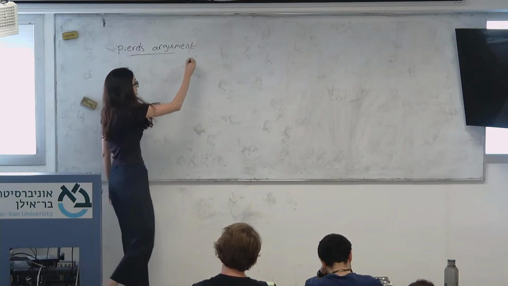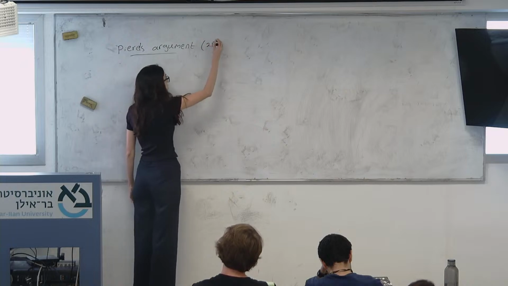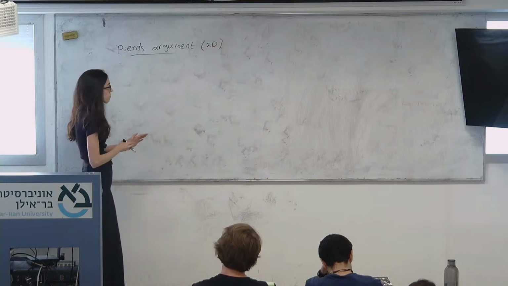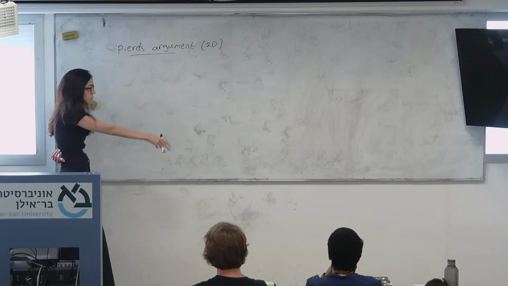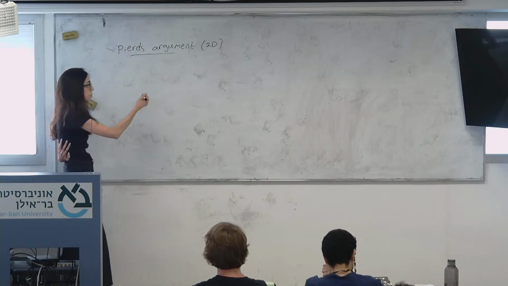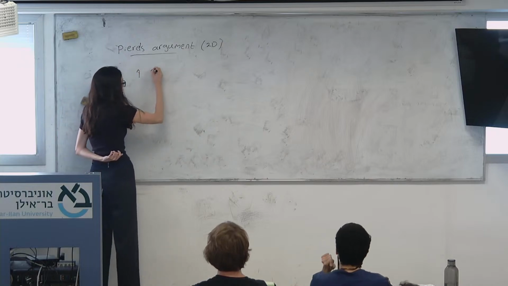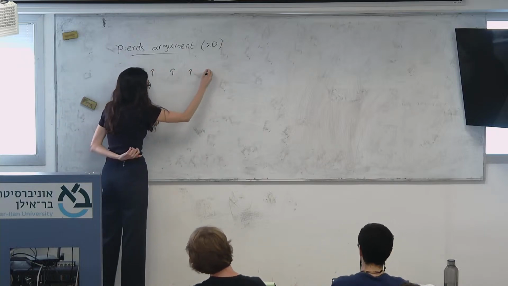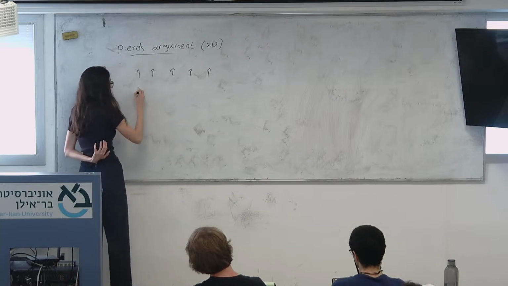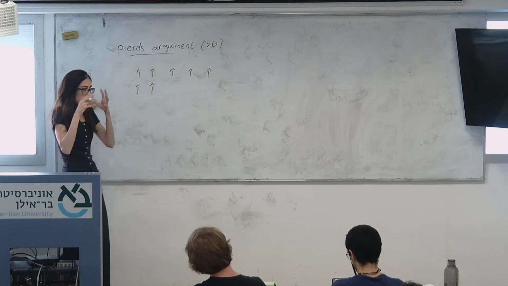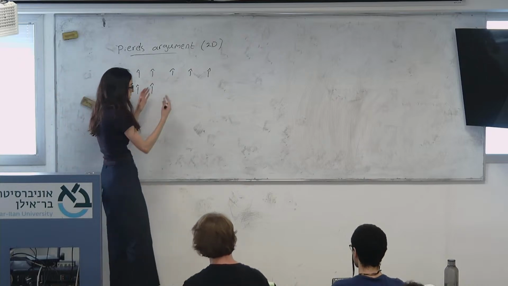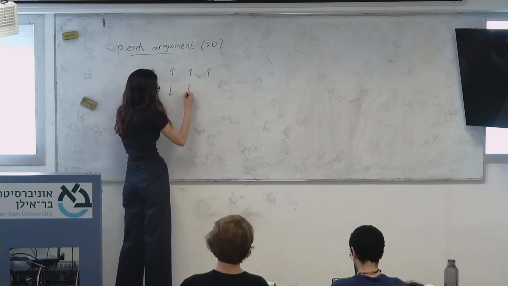Now we work in 2D and up, but let's start with 2D. So let's say we have two-dimensional Ising model. So we have many spins up, except for some domain in the system where the spins are going to be down.